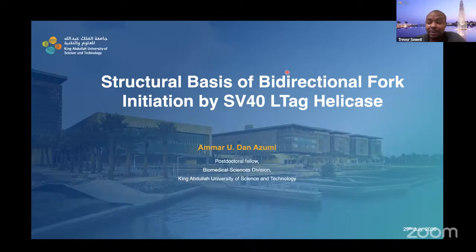And today I would be sharing with you our work on SV40 LTAg helicase and how this very interesting helicase melts the origin DNA and unwinds the DNA for replication initiation.